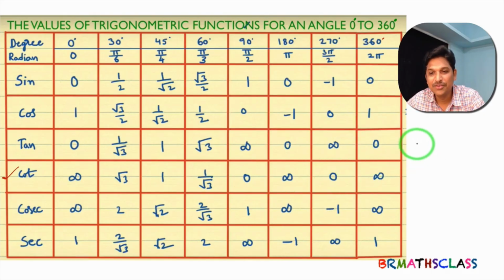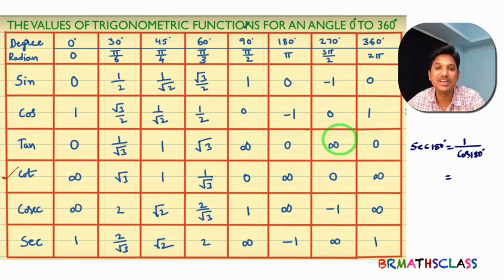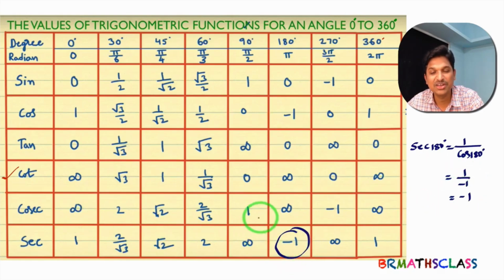For example, if you want secant 180 degrees, what do you know? Secant 180 degrees is 1 divided by cos 180 degrees. Cos 180 degrees value is what? Cos 180 degrees value is minus 1. So 1 divided by minus 1 is minus 1. You see here, secant 180 degrees value is minus 1.